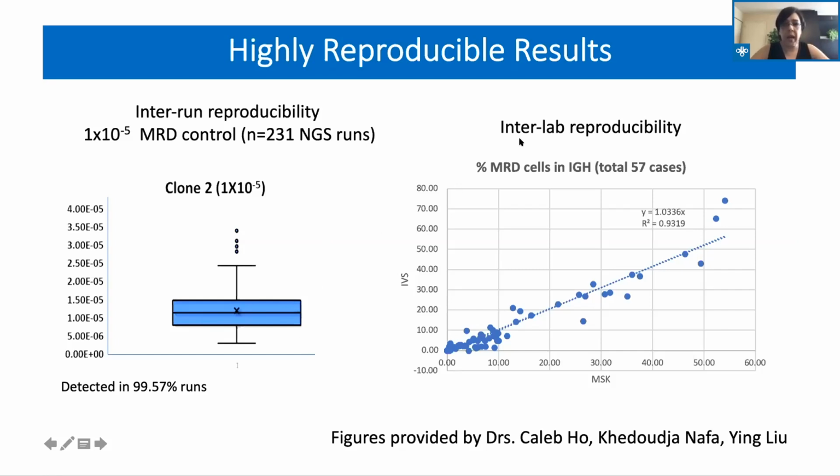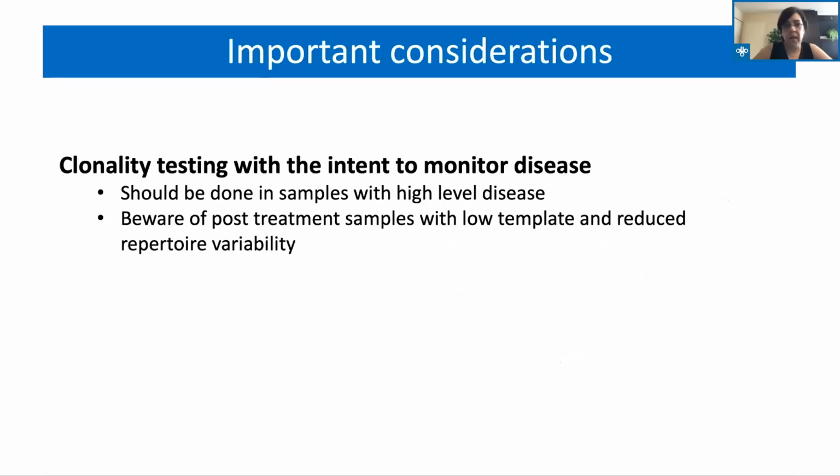The interlab reproducibility, for example, this is a summary of 57 cases that we ran in our lab compared to the same samples run by Invivoscribe, and you can see that the correlation is, again, very, very good. So both the inter-run reproducibility and interlab reproducibility are very good, and the correlations with the morphologic disease and the flow cytometry are fully dependent on the type of disease that you have.